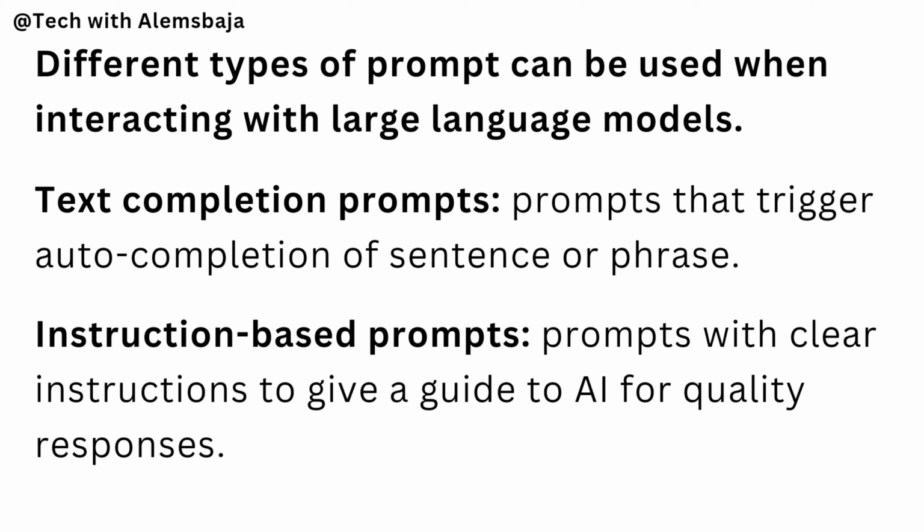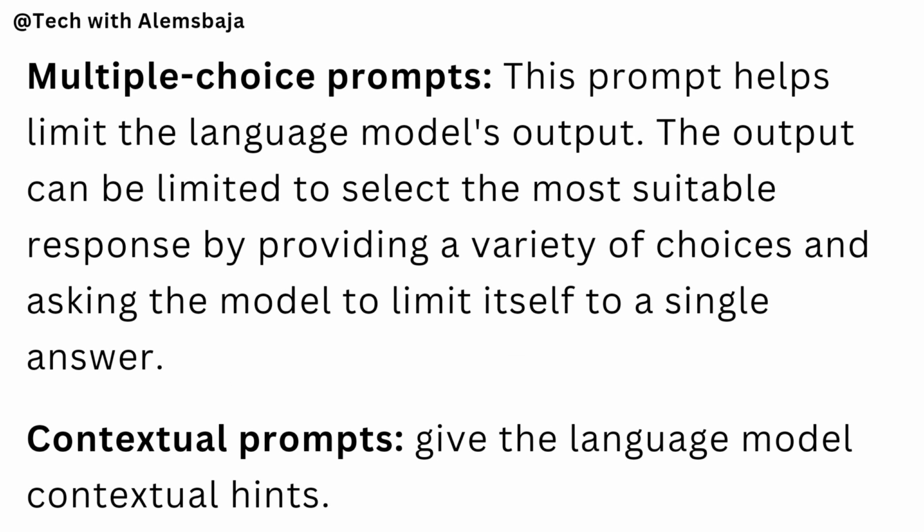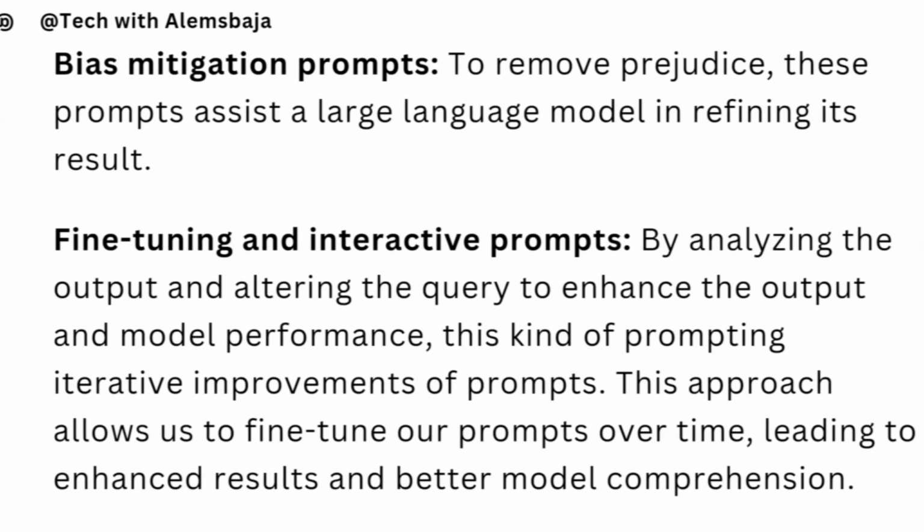Then there are instruction based prompts, prompts with clear instruction to give a guide to AI for quality responses. Multiple choice prompts. This prompt helps limit the language model's output. The output can be limited to select the most suitable response by providing a variety of choices and asking the model to limit itself to a single answer. Contextual prompts. This prompt gives the model contextual hints, that is, the scope in which it is applicable.